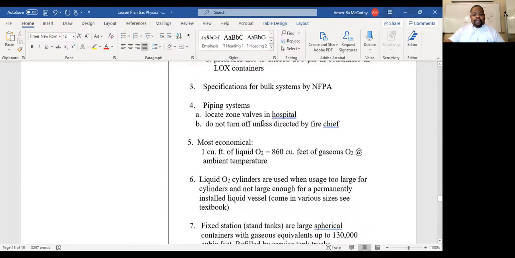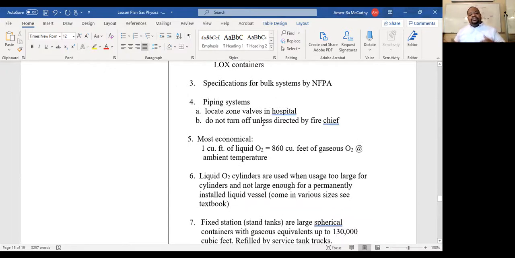All right. Now, specifications for the bulk systems. The NFPA is who talks about these bulk systems. The NFPA, they govern these bulk systems, right? Piping zones in the hospital, right? Whenever we have piping zones in the hospital, those are regulated by the NFPA, okay? The NFPA will make sure that is what's being governed. And it's going to be handled by the fire chief.